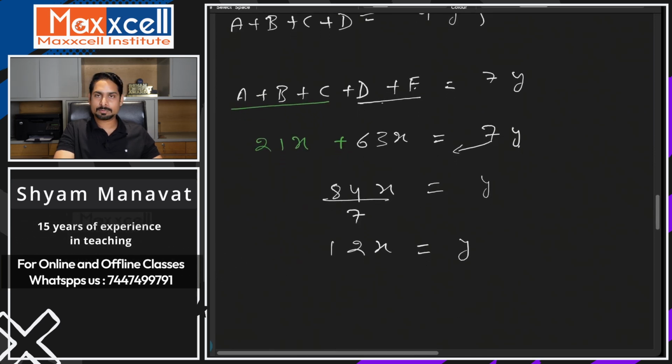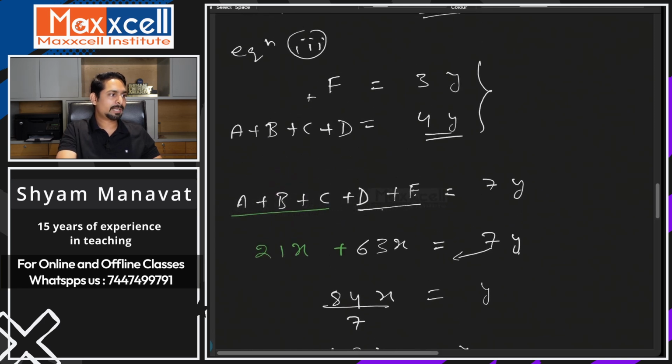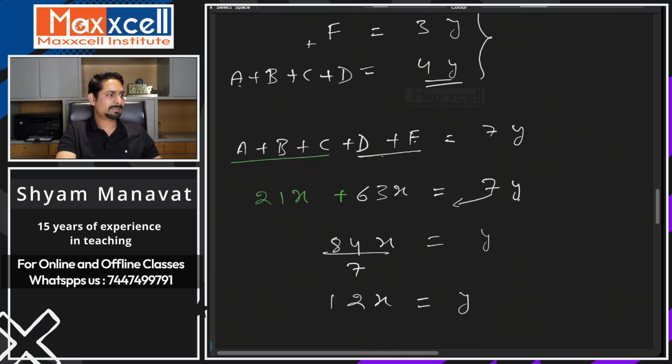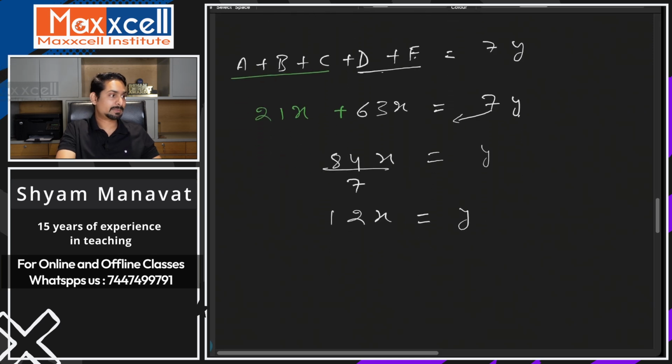Y equal to 12x, right? That means 4y we can find in terms of x, and we know ABC, right? So if I substitute that, I can get the value of D in terms of x. How is it going to help you?